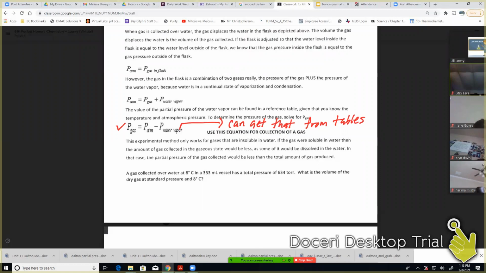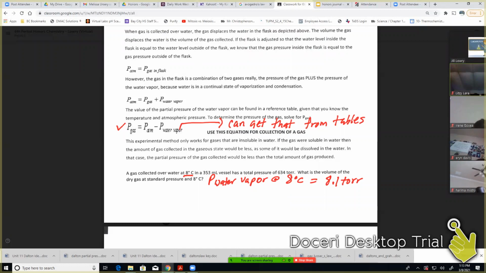So this is an example of one of the possible problems, how it would work with this. It says a gas is collected over water at 8 degrees Celsius in a 353 ml vessel. This temperature is not part of the problem. That temperature is only important so I can go to a table and look up the water vapor at 8 degrees Celsius. So the pressure of the water vapor at 8 degrees Celsius is equal to 8.1 torr. So that's a number that you would have Googled or looked up on a table. That's not something that you would be expected to calculate.